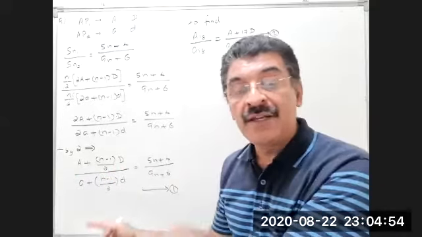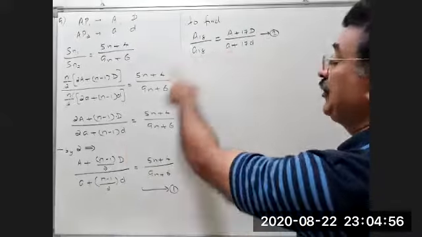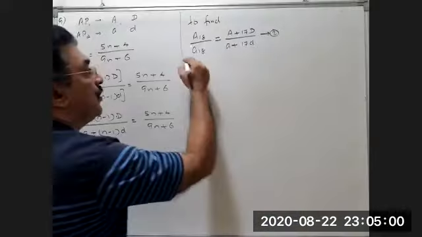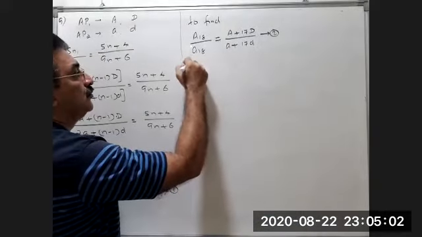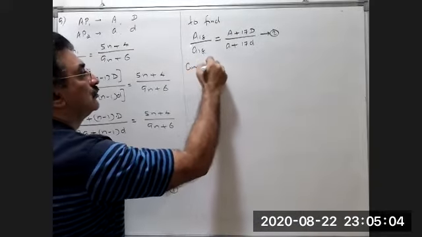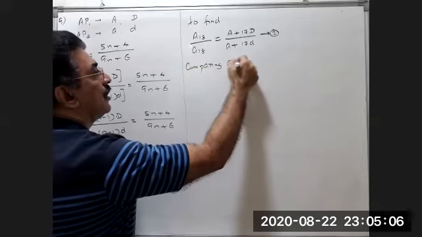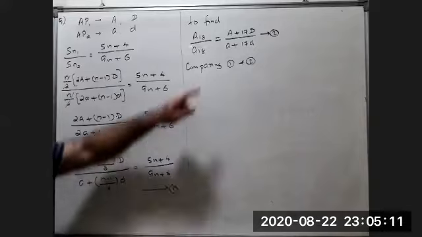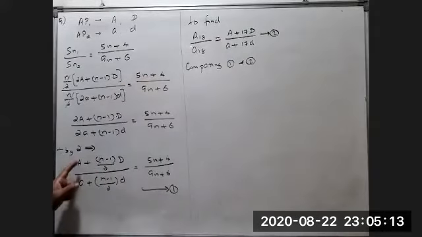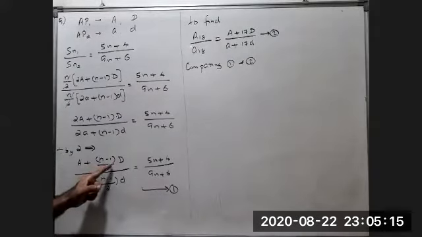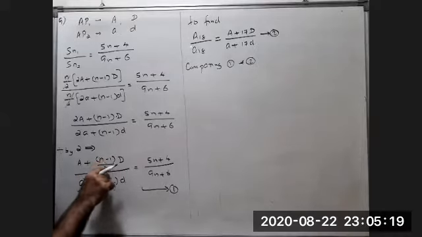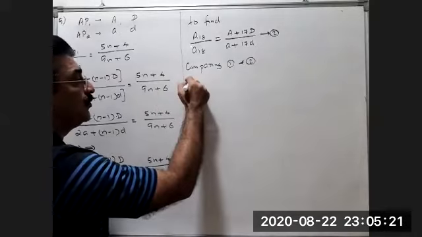Why did we divide it? So that the coefficient of these two A became the same. Now, comparing 1 and 2, see that here we have a coefficient of d. What is this coefficient of d? It is (n minus 1) by 2.